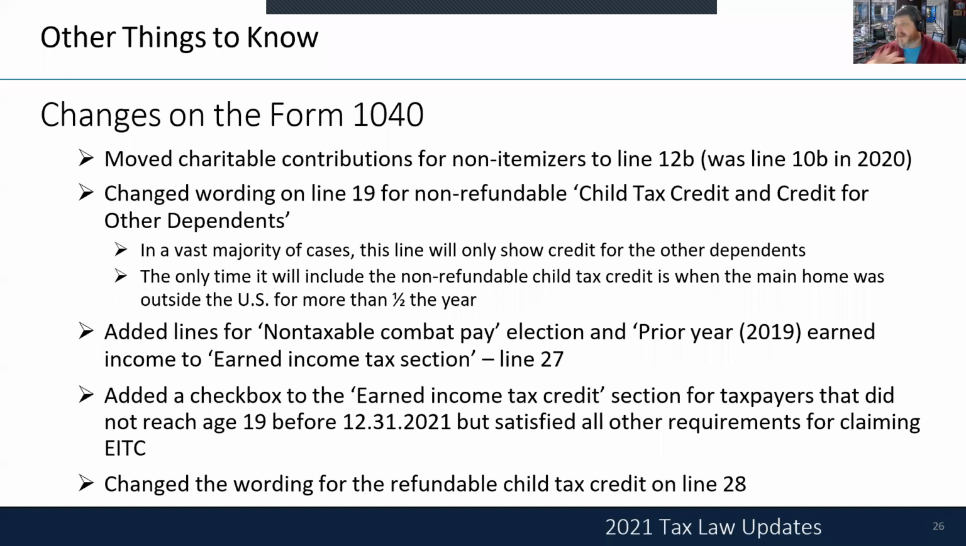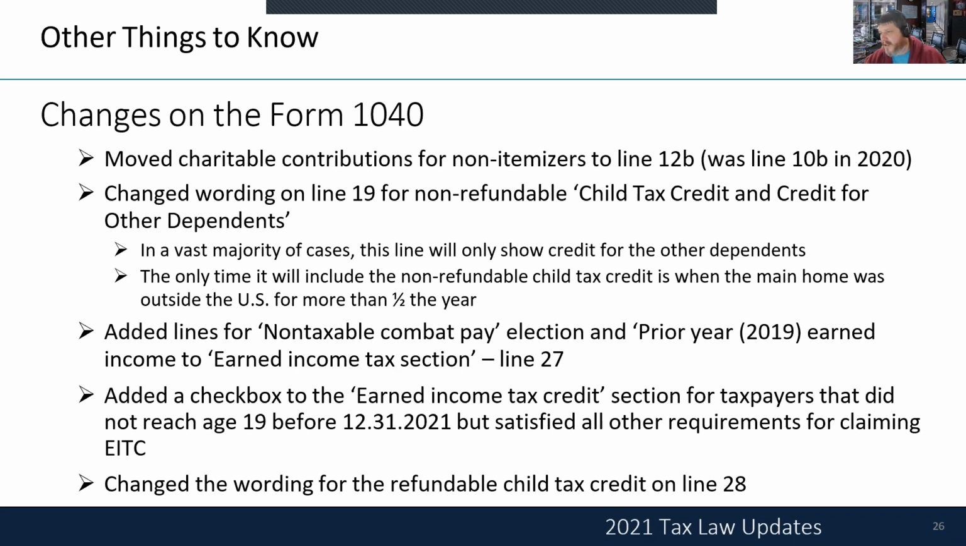Yep. All right, so a couple of changes to Form 1040, because I want to run through this real quick so we can all finish our day. Charitable contributions for non-itemizers was moved to line 12B. It was 10B before. There were some wording changes on line 19 about child tax credit and credit for other dependent. We've already seen this on line 27, the non-taxable combat pay election, the prior year earned income election. I showed you guys that earlier.